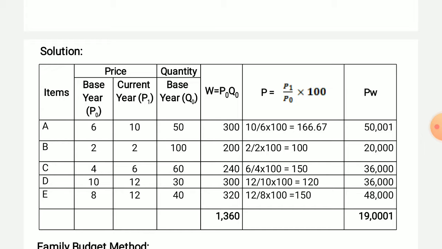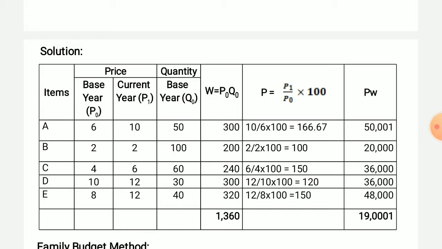Then we have to calculate P. P means price relatives, that can be known as P1 by P0 into 100, current year price divided by base year price. 10 by 6 into 100 is equal to 166.67. 2 by 2 into 100 is equal to 100. 6 by 4 into 100 is equal to 150. 12 by 10 into 100 is equal to 120, and 12 by 8 into 100 is equal to 150. Then find the product of P and W.